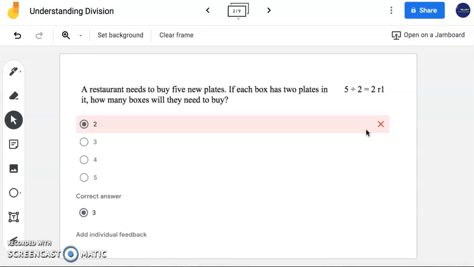So when you reread that problem again, it's asking you about the plates. So we have 5 plates, but we hope that all those plates go in a box. We know 2 plates can go in each box, so we definitely need 2 boxes, but we need a 3rd box for that remainder of 1. That 1 plate still needs to go into a box. Yes, there will be extra space in the box. It won't be a full box, but that 1 plate still needs a box, which is why in this problem the correct answer is actually 3, not just 2. We need to make sure we include that remainder here.